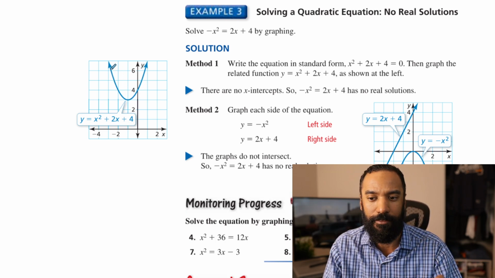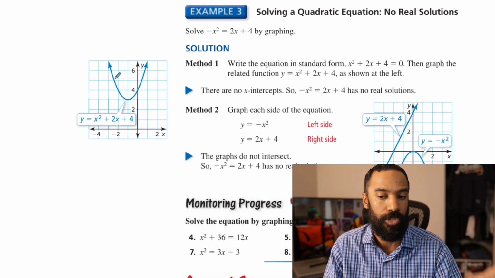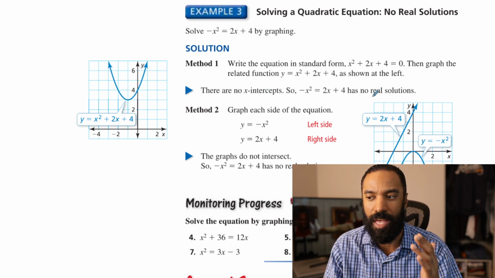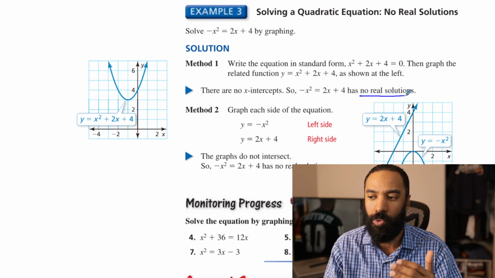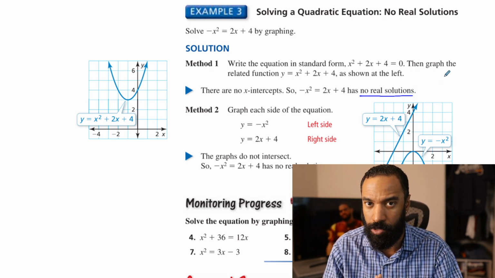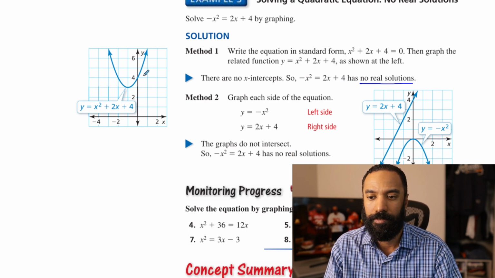When it comes to solving by graphing, guys, we're trying to find out when this thing crosses the x-axis. When do I get 0 for y? And the answer is I never do. Notice that there are no x-intercepts. That means it has what's called no real solutions. And that's the phrasing we're going to use, that literal one. Don't just say no solutions. No real solutions is that set.